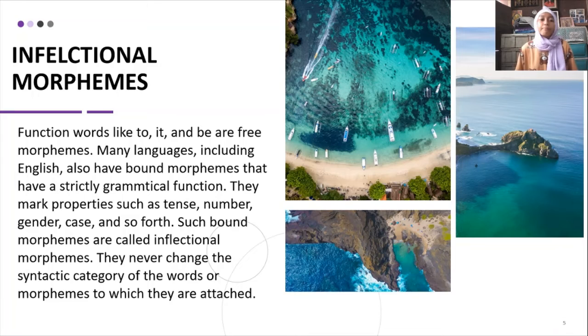Inflectional morphemes. Function words like to, eat, and be are free morphemes. Many languages, including English, also have bound morphemes that have strictly grammatical function. They mark properties such as tense, number, gender, case, and so forth. Such bound morphemes are called inflectional morphemes. They never change the syntactic category of the words or morphemes to which they are attached.